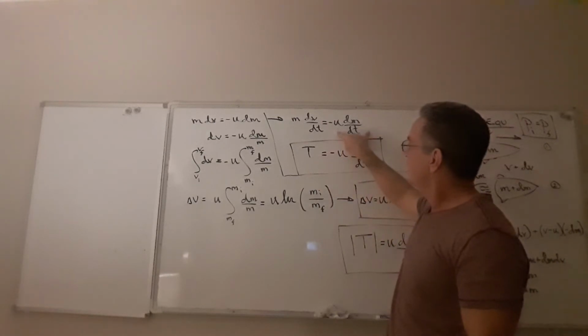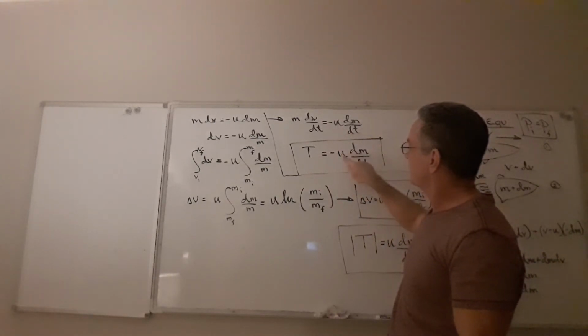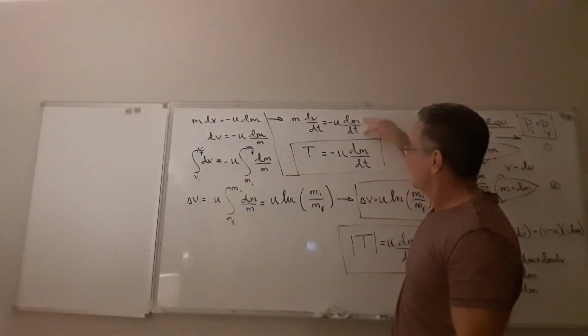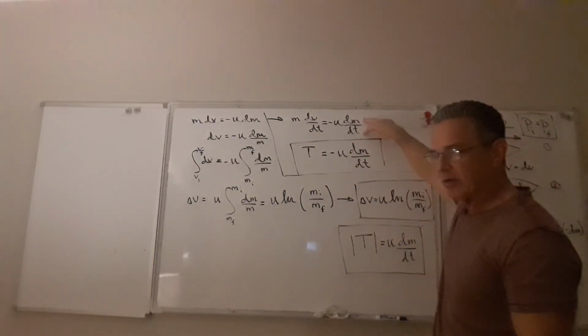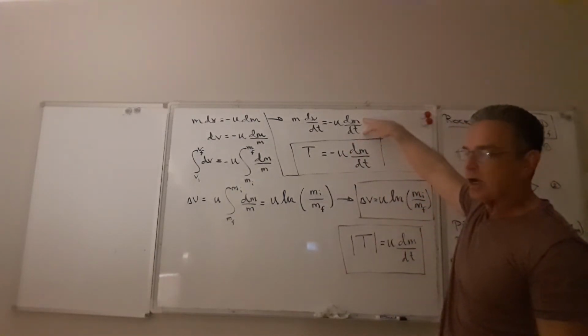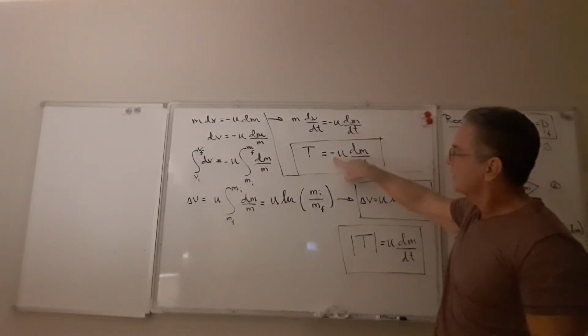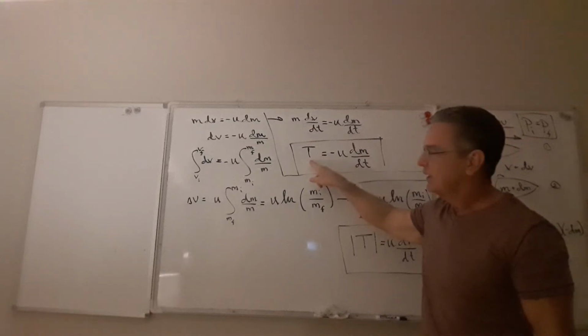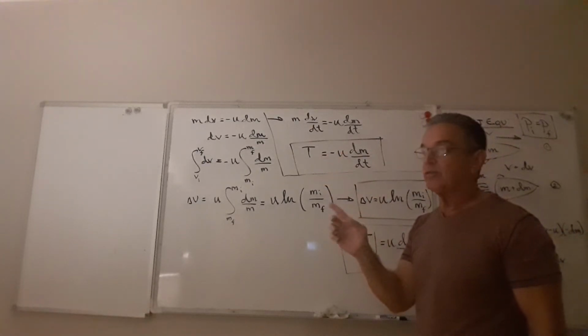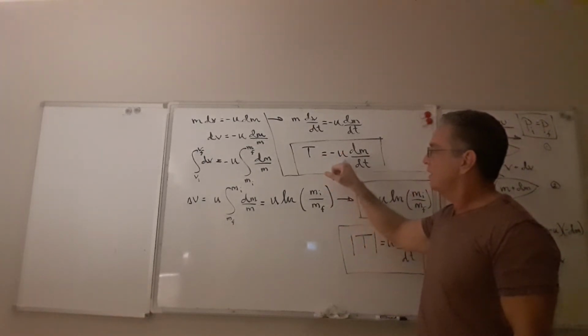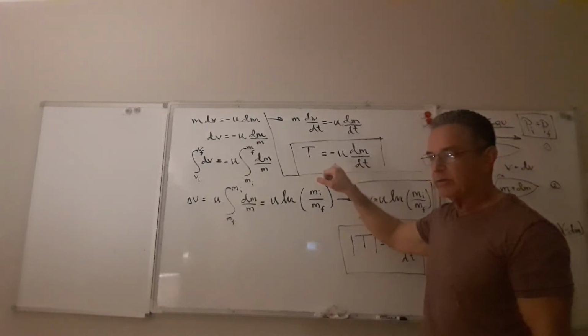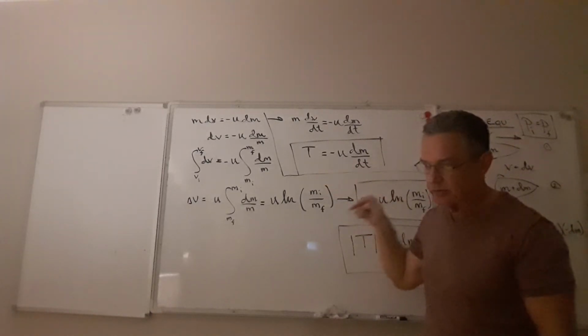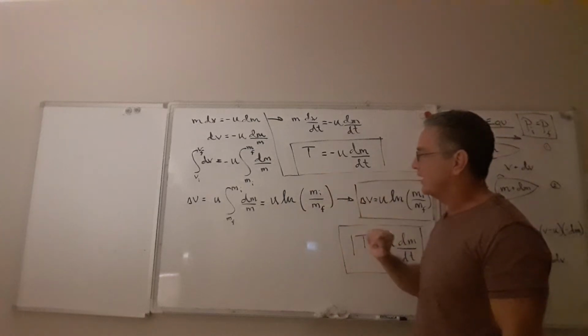And then over here, we've got the negative of the exhaust speed, u, times the rate that the mass of the rocket is changing, the change in mass per unit time. Now, the negative sign tells you that the vector u is opposite the vector T. The vector T is the force vector that's pushing the rocket forward. Vector u is the exhaust velocity, which is going in the opposing direction. That's why the negative sign.